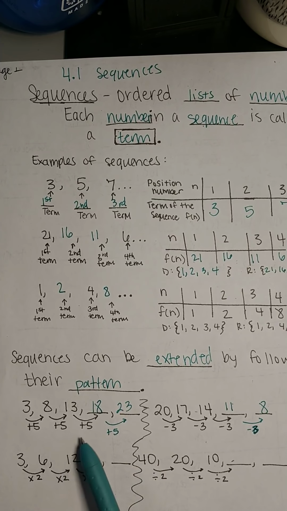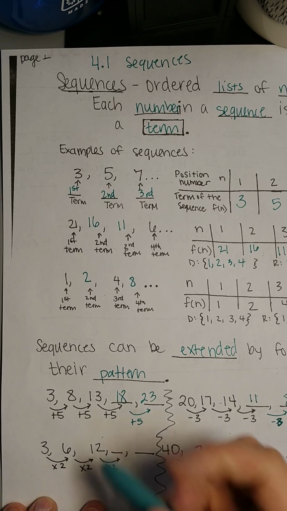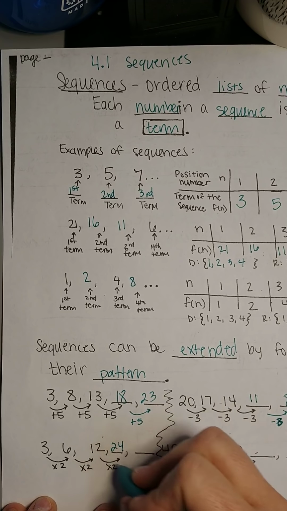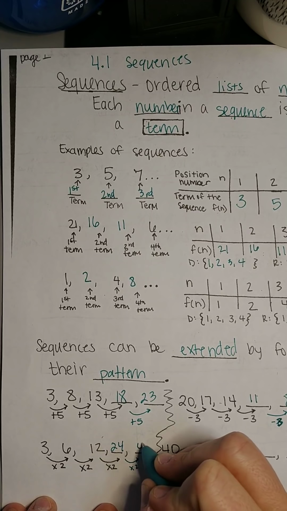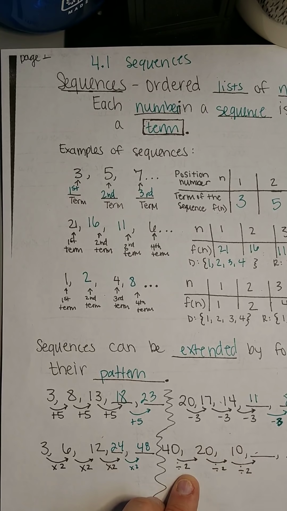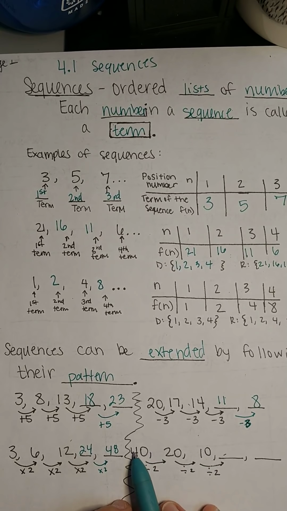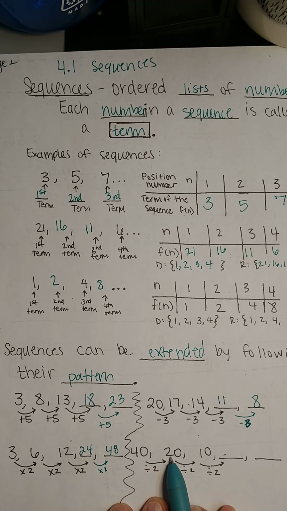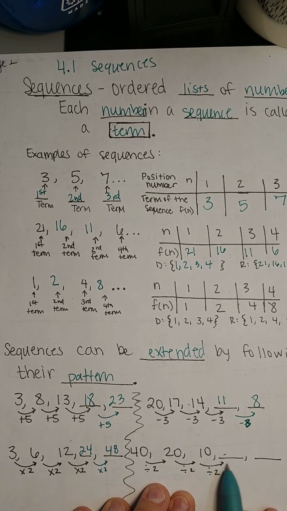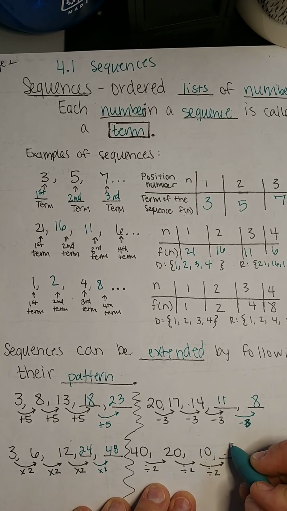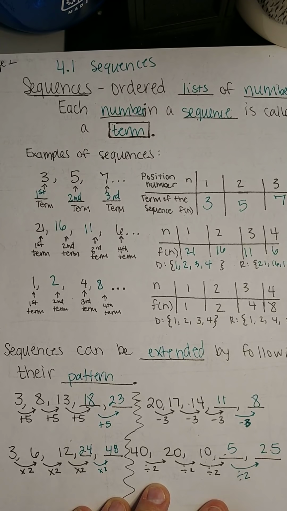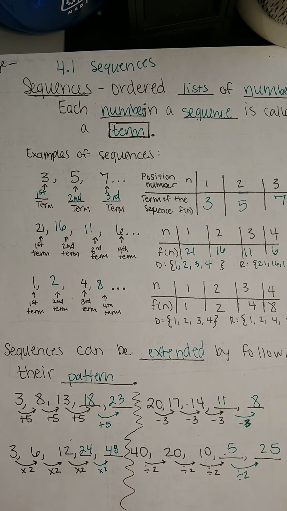Okay, sometimes it's neither adding nor subtracting, but it's multiplying. So like 3 times 2 is 6, 6 times 2 is 12, 12 times 2 is 24, 24 times 2 is 48. Or division, like we have here, 40 divided by 2 is 20, 20 divided by 2 is 10, 10 divided by 2 is 5, and 5 divided by 2 is 2.5. So we can extend those by following whatever pattern we see in those lists.